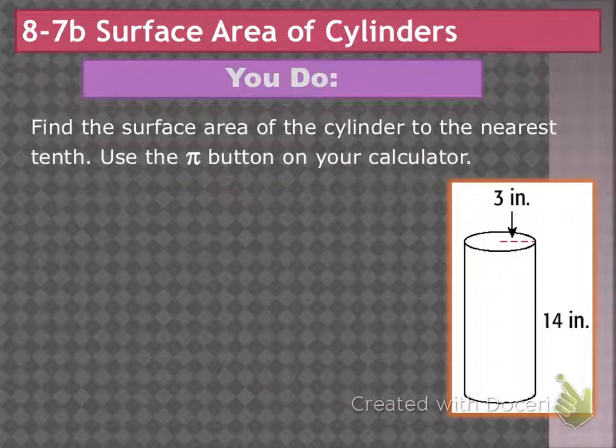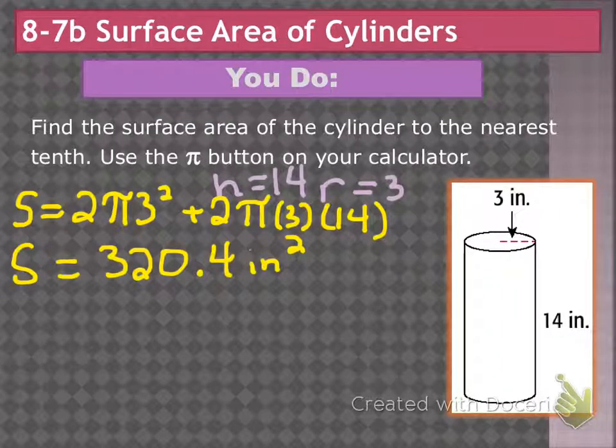So let's look at this next one. Find the surface area of the cylinder to the nearest tenth using the pi button on your calculator. So why don't you go ahead and try this one on your own and see what you get. By using a height of 14 and a radius of 3, you should have set your problem up to look like this, which would have given you a surface area of 320.4 inches squared.